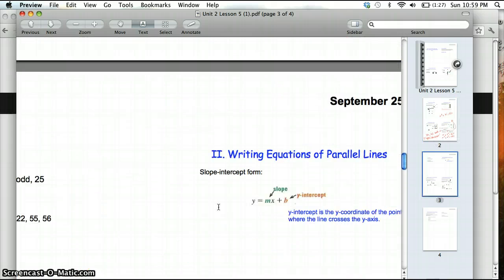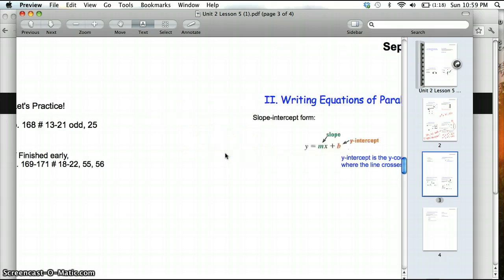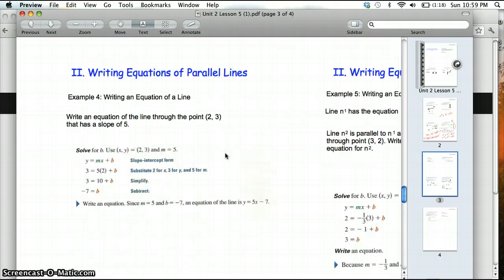Now, let's go down to writing equations of parallel lines. Now, the equation of a line is y equals mx plus b. Now, m is our slope and b is our y-intercept. So let's figure out, how do we write the equation? So example number 4 says writing an equation of a line. It says write an equation of the line through the point (2, 3), and it has a slope of 5. So first we need to actually solve for b.